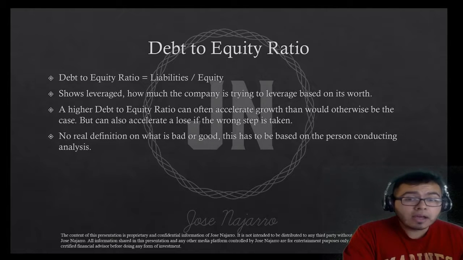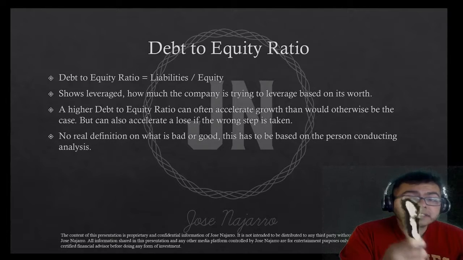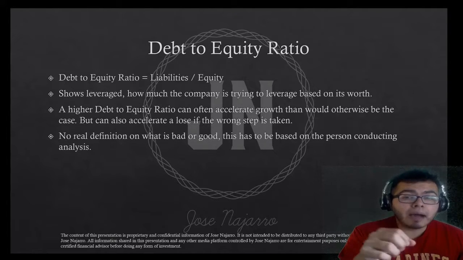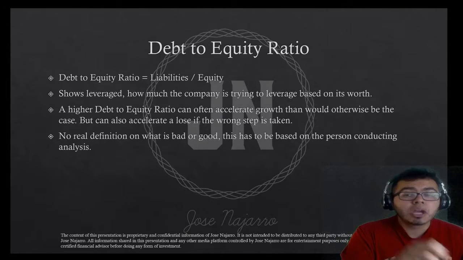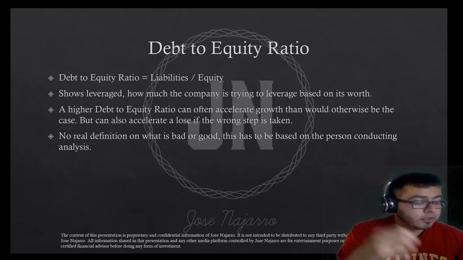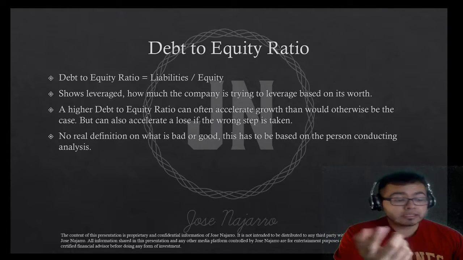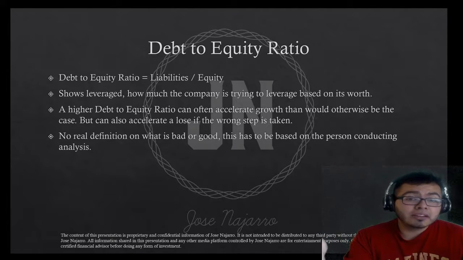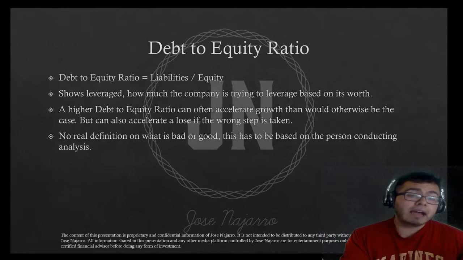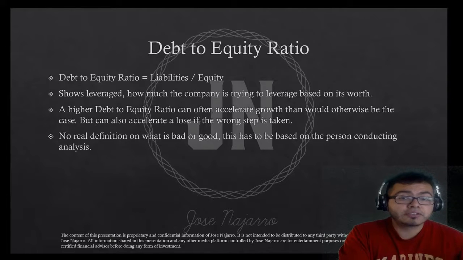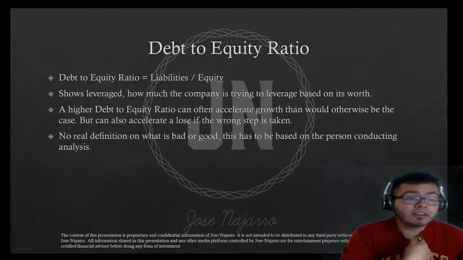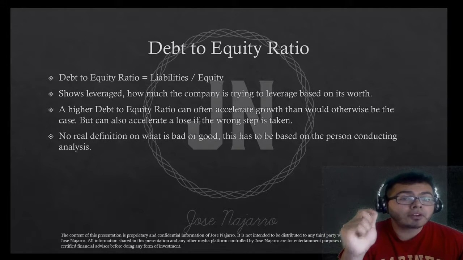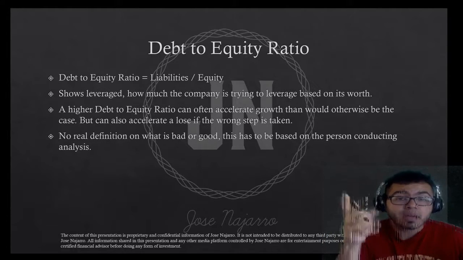So debt to equity ratio is liabilities divided by equity. This shows you the leverage of how much the company is trying to leverage based on its worth. So it's equity, like I mentioned, right? Let's go back to my house example. I have a house that's $100,000. I have a mortgage that's $60,000. So that means I myself have an equity of $40,000. So I am in the green because I have a positive equity.